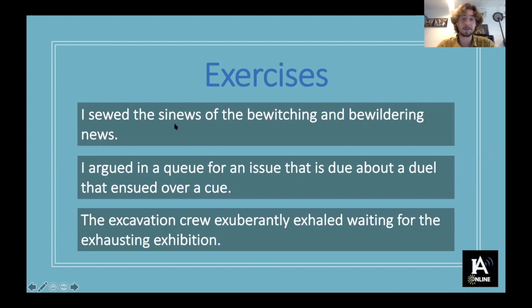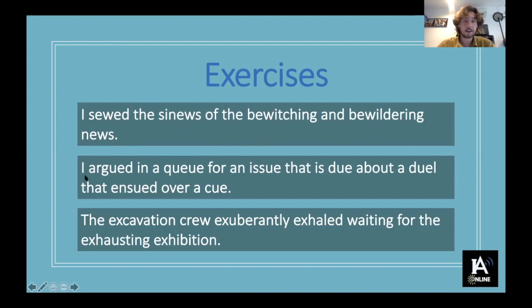News, sinews, sewed, bewitching, bewildering. All right, last time all together. I sewed the sinews of the bewitching and bewildering news.